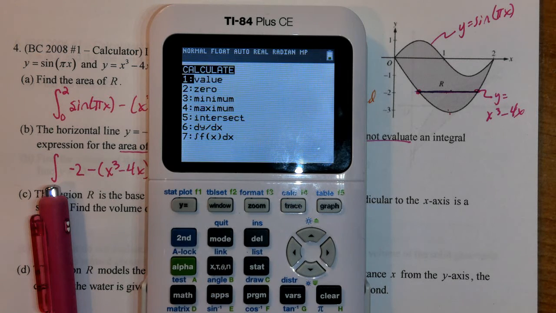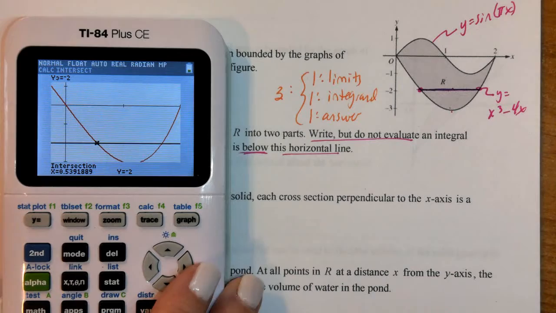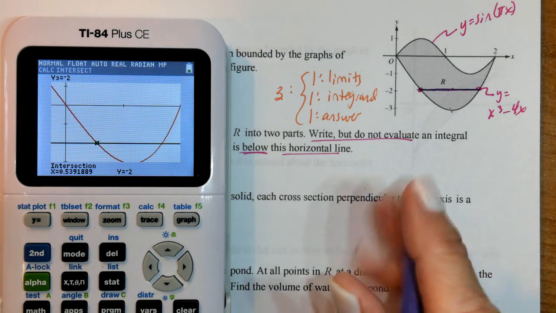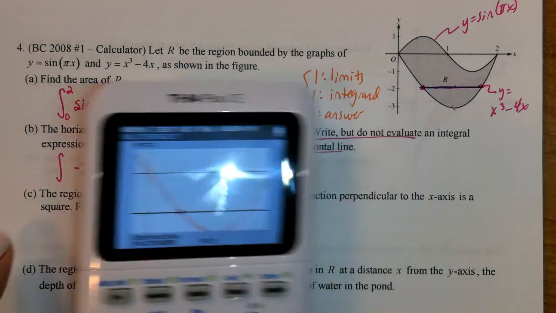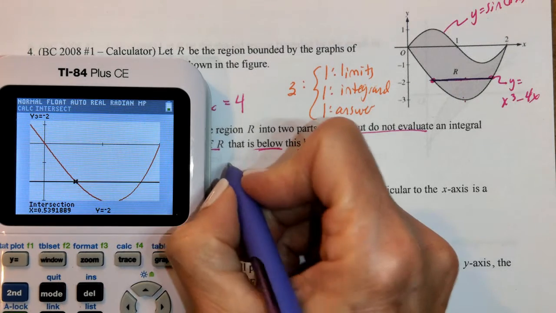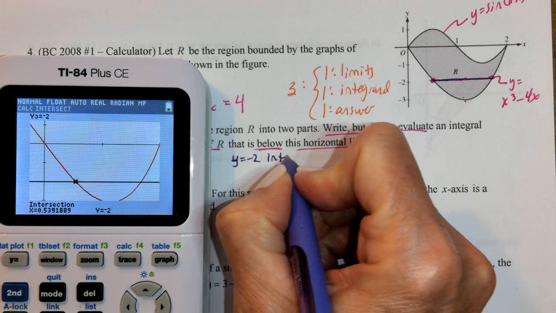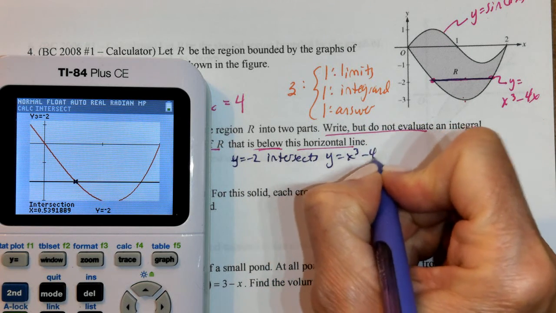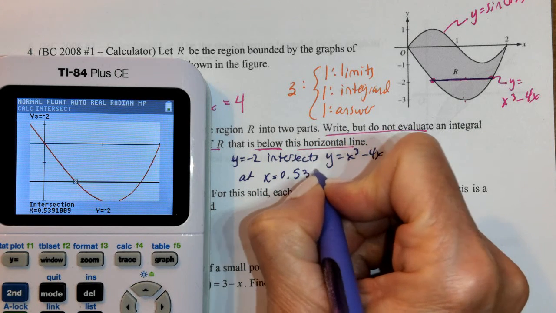So second calc, intersect, enter, enter, enter will give us that leftmost intersection point. I am telling AP what I did. I'd never ever just throw in a number on the paper. Do not just put your numbers here without saying where they came from. So I'm going to tell AP that y equals -2 intersects y equals x cubed minus 4x at x equals 0.539.